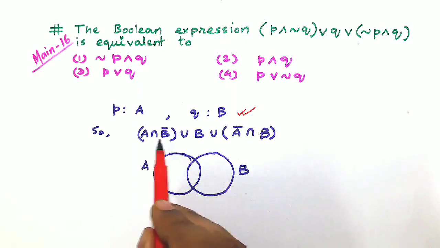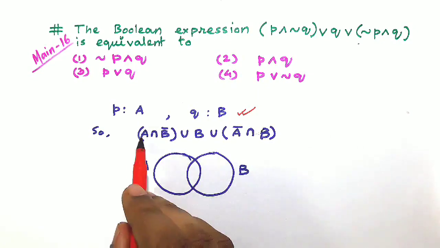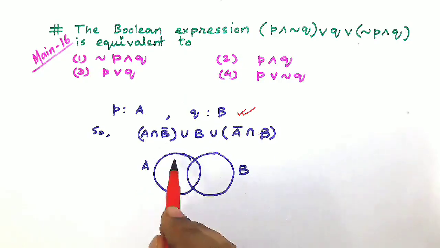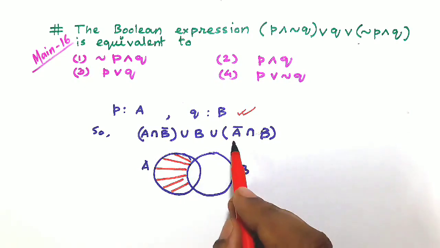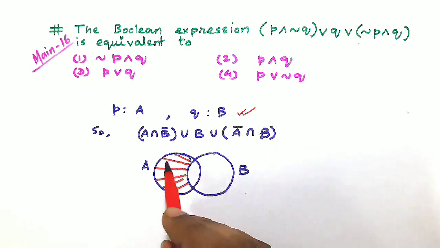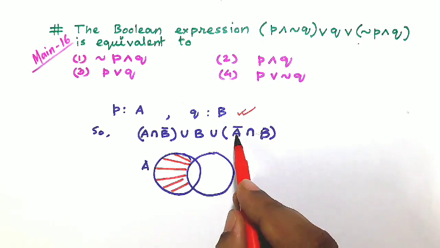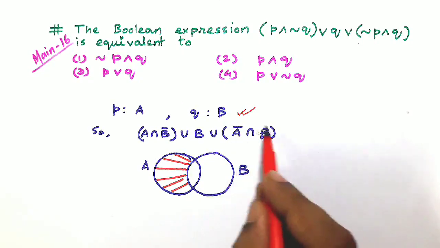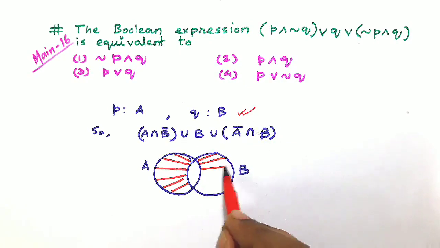Here A intersection B bar means outside B, so A intersection B bar is this part, isn't it? This is the common part between A and B bar. Next is A bar intersection B. A bar means outside A and B is this part, so A bar intersection B means the common part between these two will be this one, isn't it?